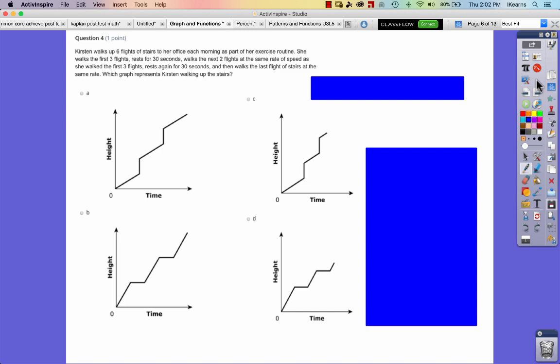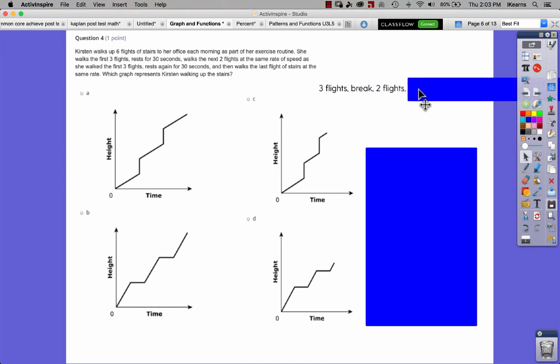All right, so if I'm going to tackle this question, the first thing I'm going to do is actually decode this. What in the world is going on? Take it step by step. Okay, so she walks 3 flights of steps, then she takes a break. Then she goes 2 more flights, then she takes a break, and then she goes the final flight. That's what's going on, all right? So if you look, and we compare the answer choices.